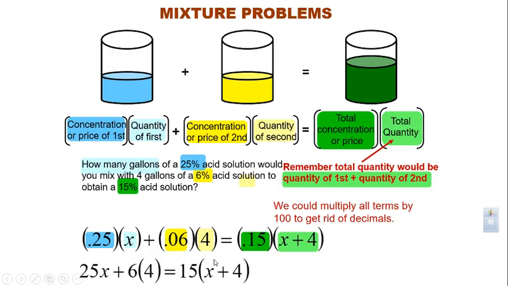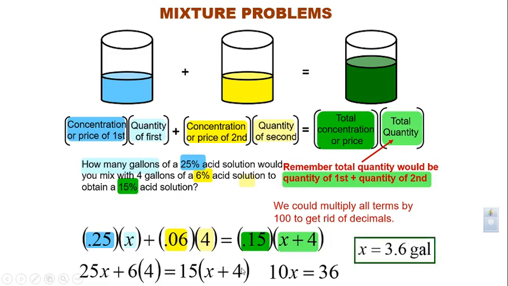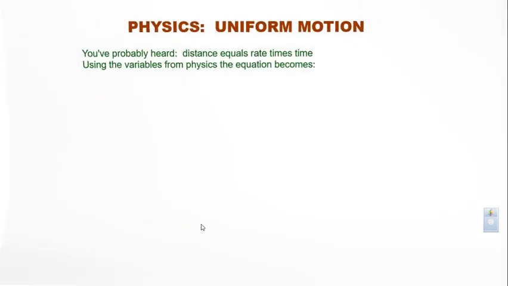So now we have a simple equation here. This is not a quadratic equation. It's just a simple linear equation, which is easily solved by getting the x's together and solving for x. And there we have it. So the original mixture should be 3.6 gallons. You'll mix 3.6 gallons of the 25% acid solution with the 4 gallons of the 6% acid solution, and you would end up with a 15% acid solution.